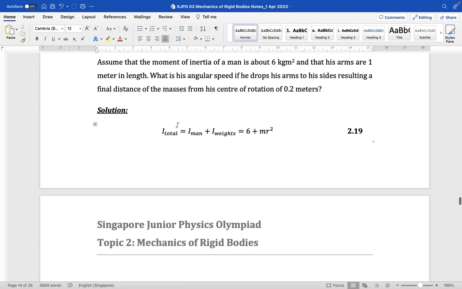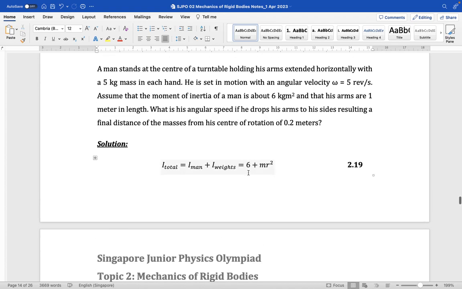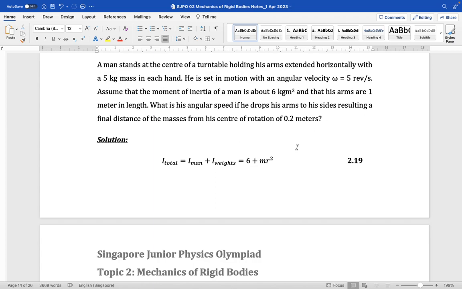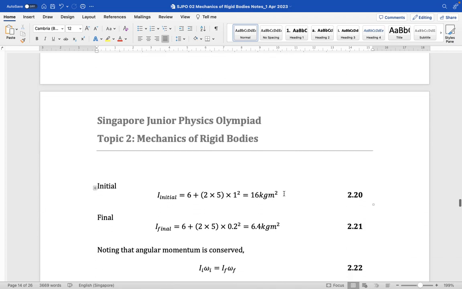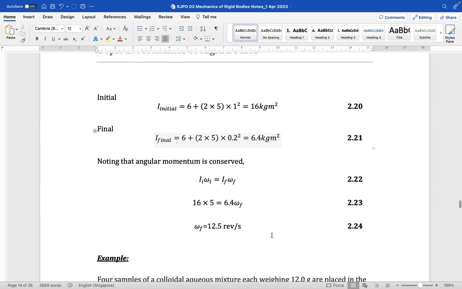First, we note that, as we mentioned before, the moment of inertia is luckily simply an addition of individual discrete moments of inertia. So this is the moment of inertia for the man. This is the moment of inertia for the weights, of which you know that m is 5 and r is given as the distance 1 meter from the center. So the initial moment of inertia is given, the final moment of inertia is given. We also know that the angular momentum is conserved once he starts to spin. It is a play between two quantities.